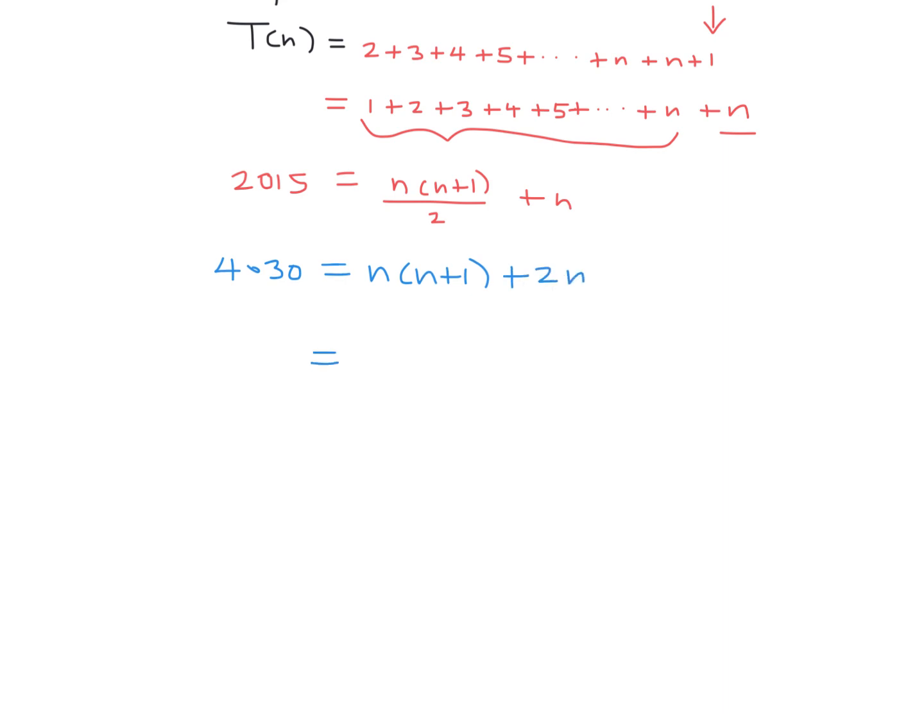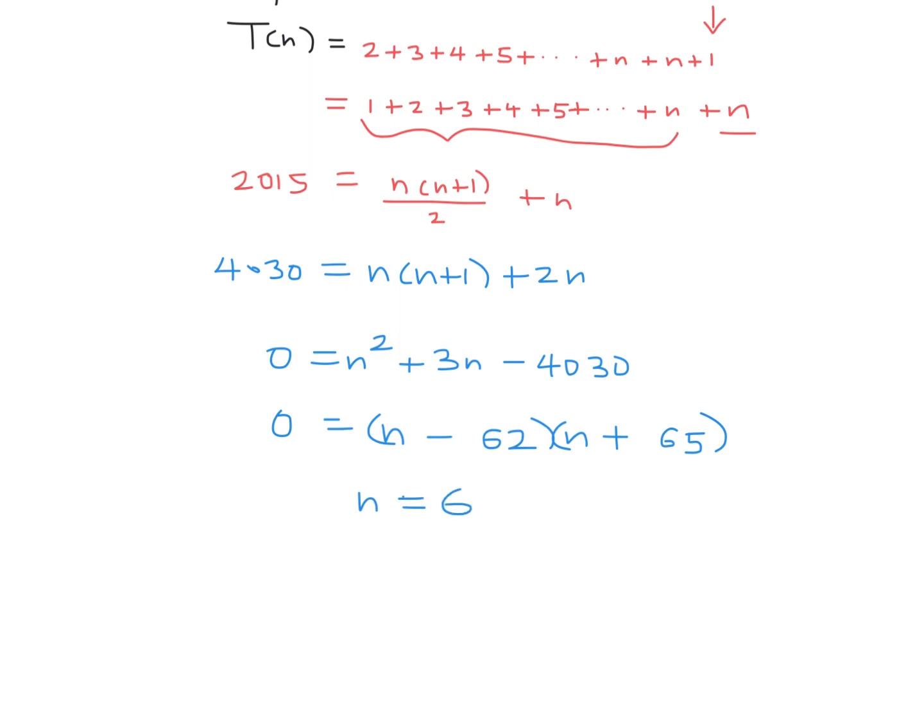Let's put it all on one side. Let's collect like terms, all that stuff. N squared plus 3n, I believe, and then minus 4030 is 0. And I think this factors, believe it or not, 62 and 65. Negative, positive. And therefore n is 62, since n has to be a positive number, because n represents the number of lines. And I think that's the only solution. So there you go.